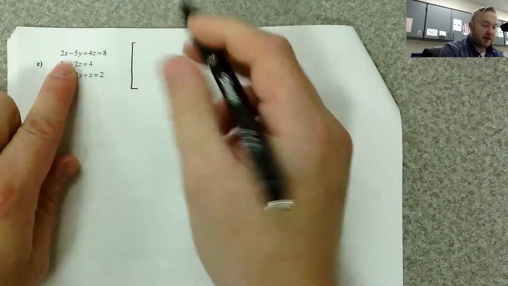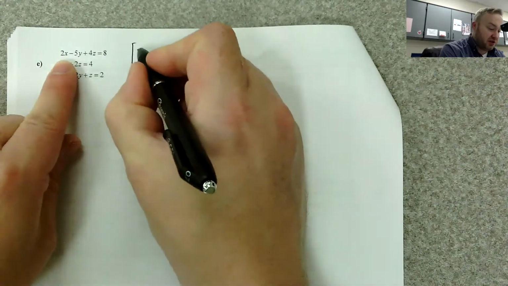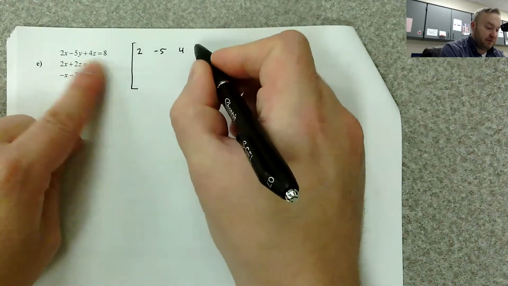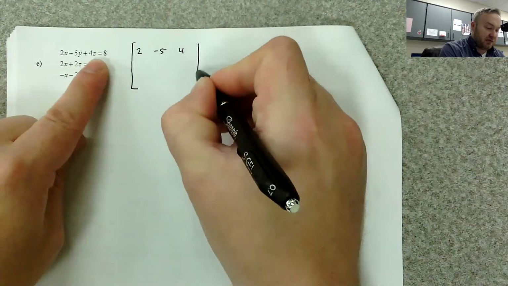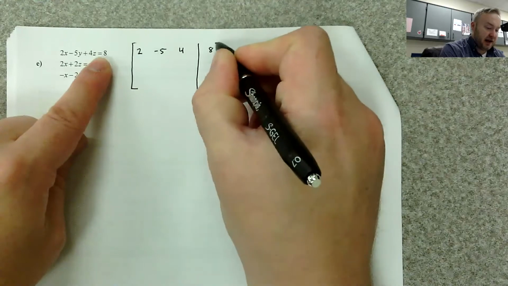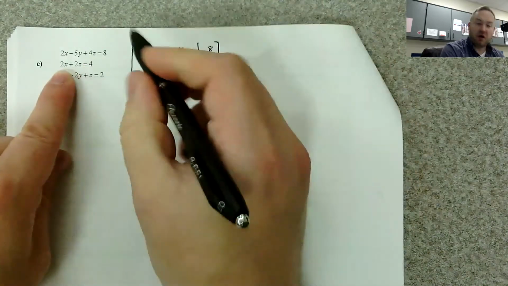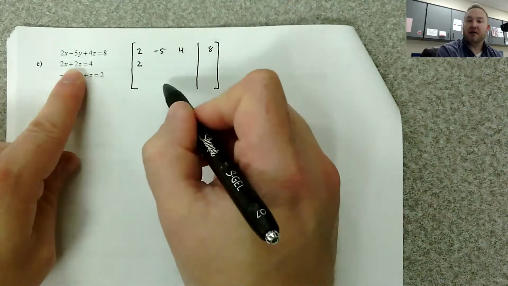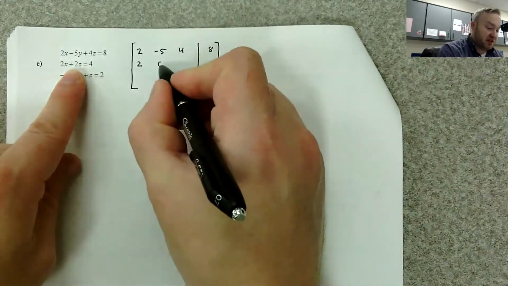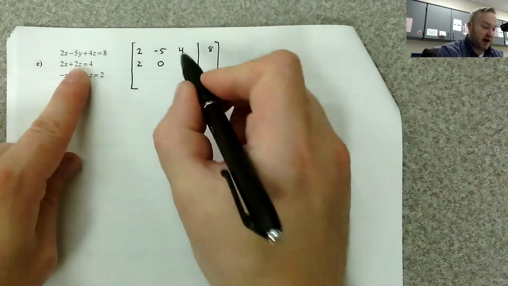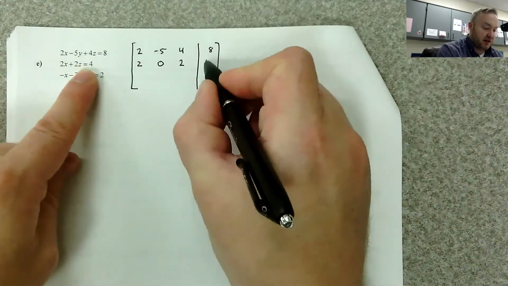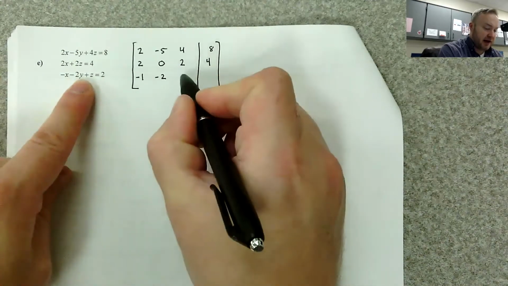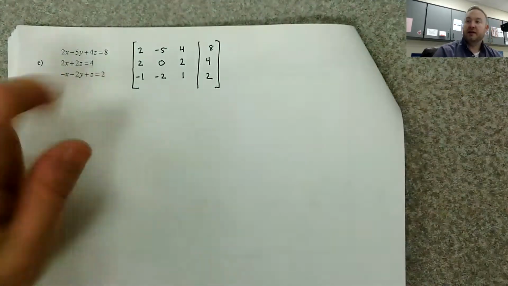When we set up our augmented matrix, we just take the coefficients. So there's a 2, a -5, a 4, and then an equal sign, so I'll put that vertical line, and then there's the 8. In the second row, I've got 2x. Now there's no y's, and that middle column is the y column, so I'll just put a 0 for 0y. Then you've got a 2 for 2z, and then a 4. The last row is -1, -2, 1, and 2.